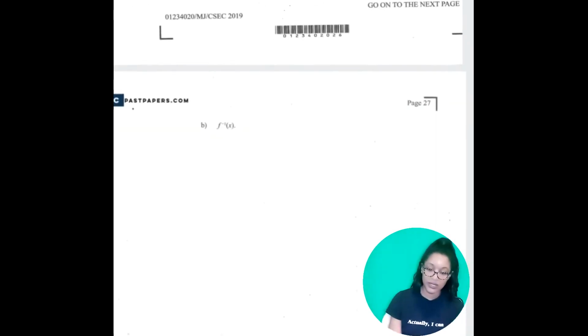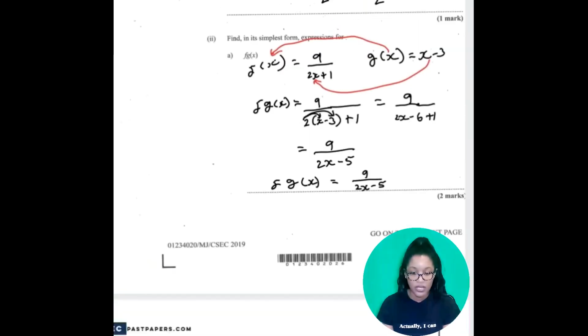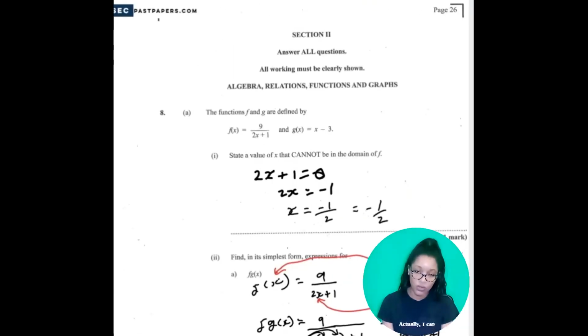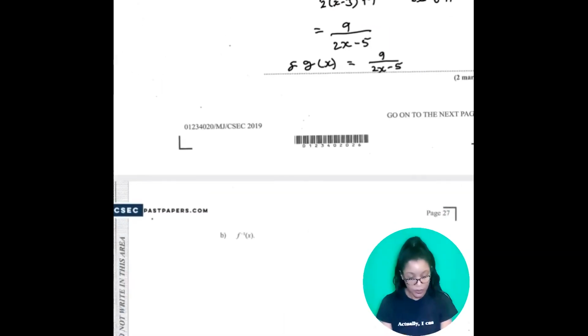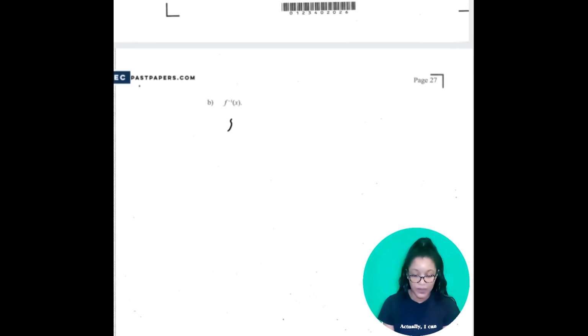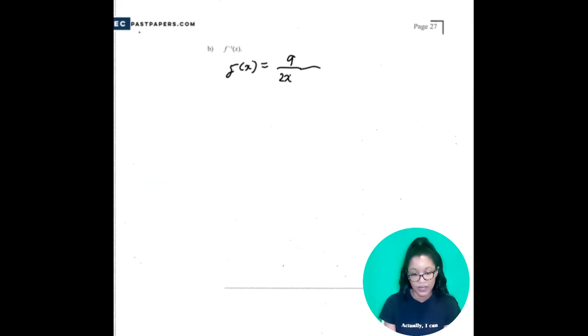So we're finding f inverse of x. We know how to do this. We did questions like this before. So f of x is equal to 9 all over 2x plus 1. The first thing you do is put y equal to f of x. So y equals 9 all over 2x plus 1. We interchange x and y.